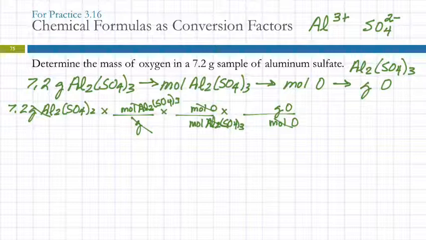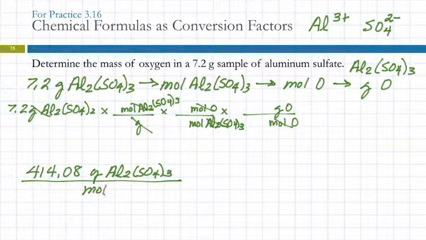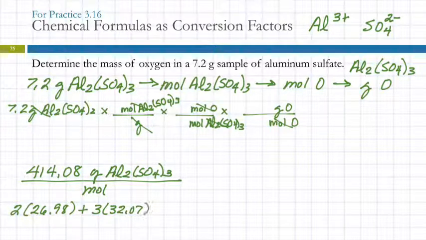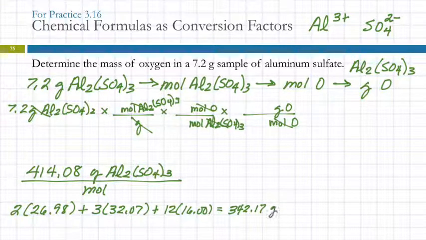The grams of Al2(SO4)3 is 414.08. Thank you. So she did the calculation for us. This is the molar mass of aluminum sulfate. Oh, you did nitrogen instead of sulfur? Okay. So it's always a good idea to check things, right? So let's go ahead and check. 2 times 26.98, that's aluminum. And there's 3 sulfurs, 32.07, and a whopping 12 oxygens. Yeah, so 342.17 grams per mole.